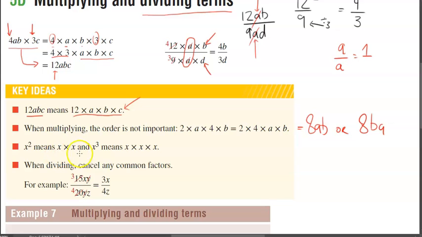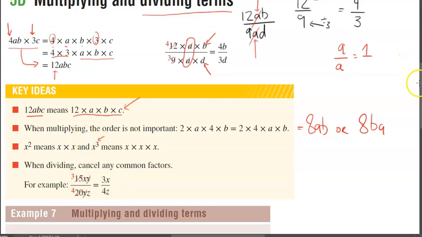X squared just means x times x, and x cubed just means x times x times x. The number dictates how many times you're multiplying the base, or the letter. When dividing, you just cancel out any common factors, which we did here, and you can use your calculator for that. And then if you see any letters that are the same, they turn into 1s, or they just get cancelled out. So in this case here, 15xy over 20yz, all these little lines are just indicating that they can be simplified further down to 3x over 4z.